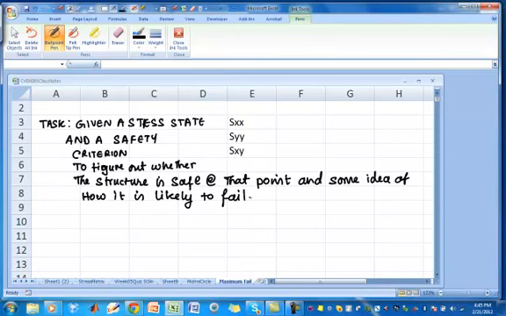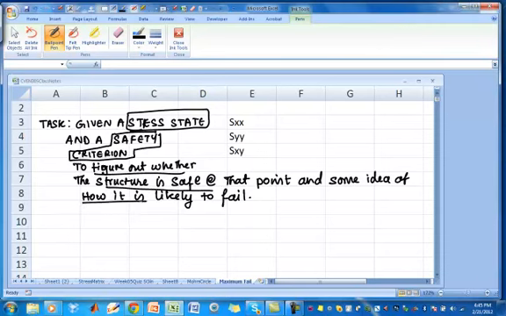So two things, right? First, I'm given a stress state. We will talk about what this means. And I'm given a safety criterion, which tells me what kind of material it is and how it is likely to fail. Based on these two things, I want to figure out whether the structure is safe at that point, whichever point on which I know the stress state, and some idea of how it is likely to fail. Is it going to fail sideways? Which way is the crack going to grow, if there's going to be a crack, or is it going to slide off, or what's going to happen?